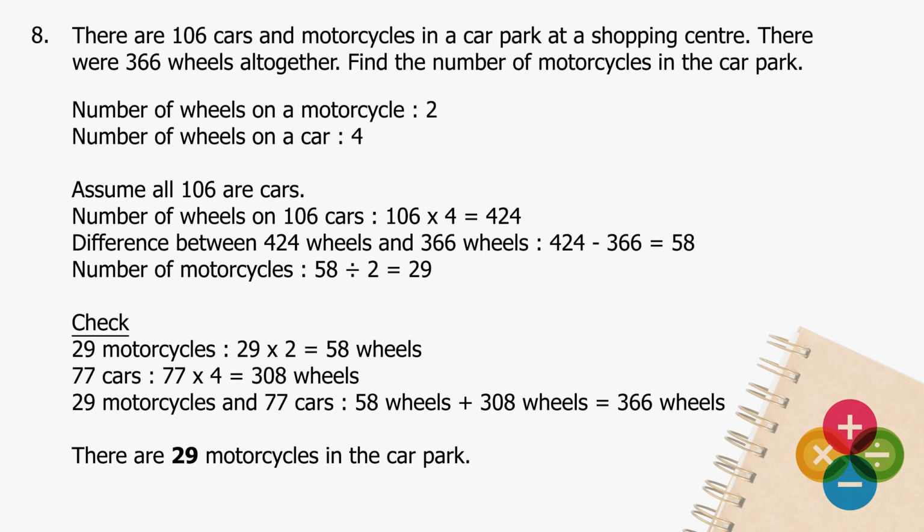Let us do a cross-check on the answer. The number of wheels on 29 motorcycles will be: multiply 29 by 2, and the product is 58 wheels. The number of wheels on 77 cars will be: multiply 77 by 4, and the product is 308 wheels. The number of wheels on 29 motorcycles and 77 cars will be: add 58 wheels to 308 wheels, and the sum is 366 wheels. There are 29 motorcycles in the car park.